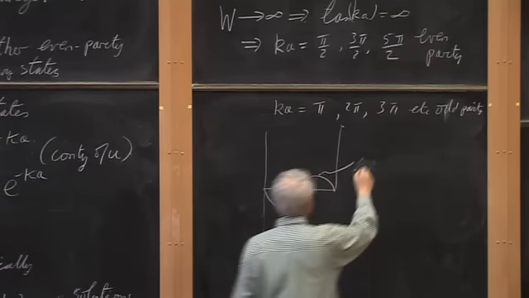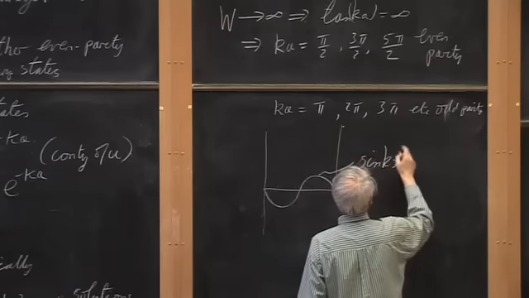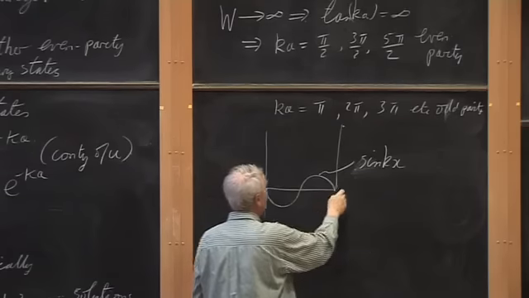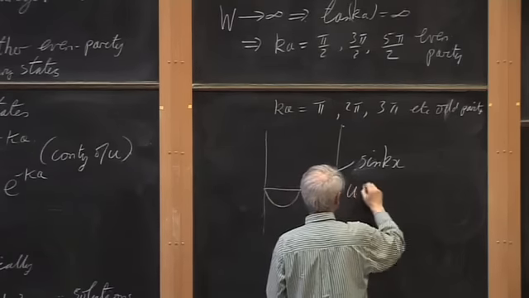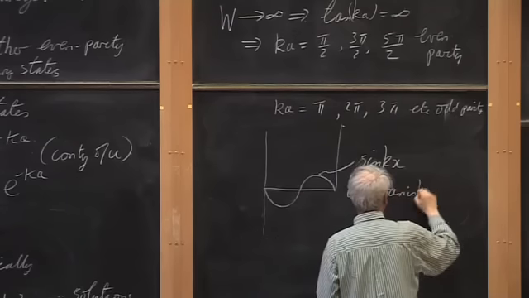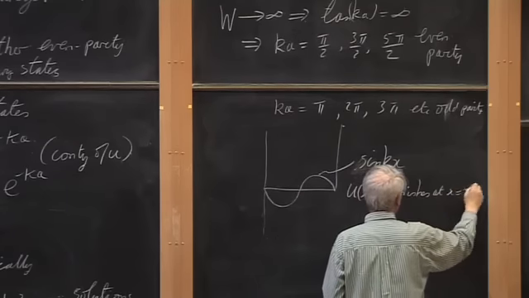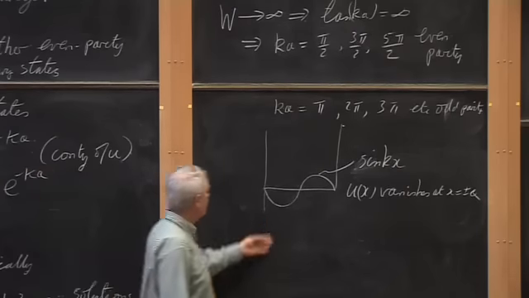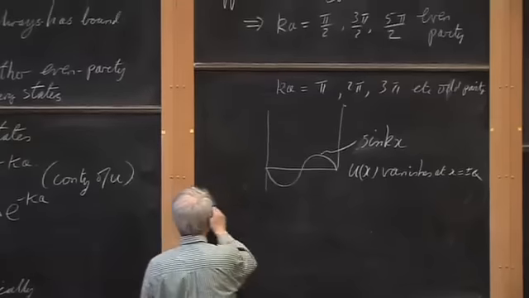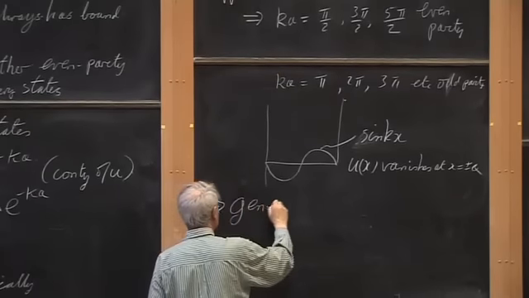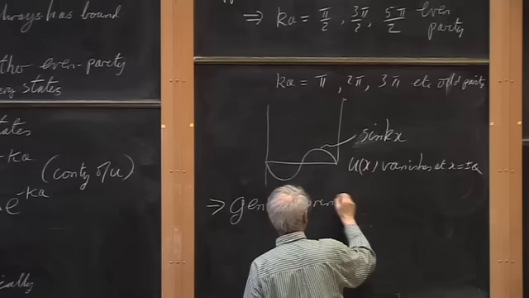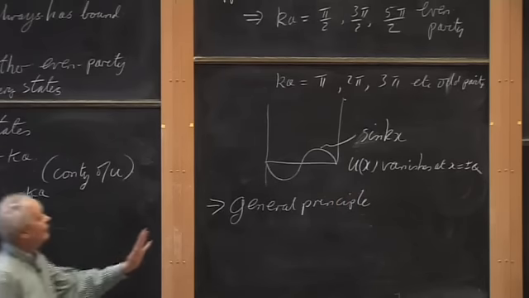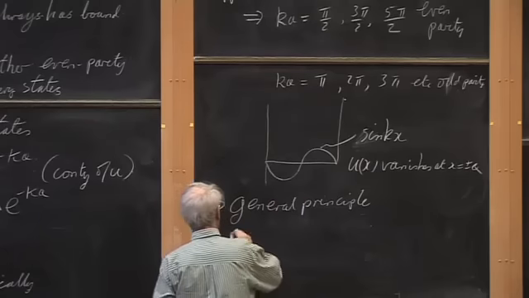It's going to be sine Kx, where Ka is equal to a number of pi's, and therefore the sine vanishes. So it's going to vanish there. So this is a concrete example, but it inspires the general principle that a wave function vanishes adjacent to a region of infinite potential.